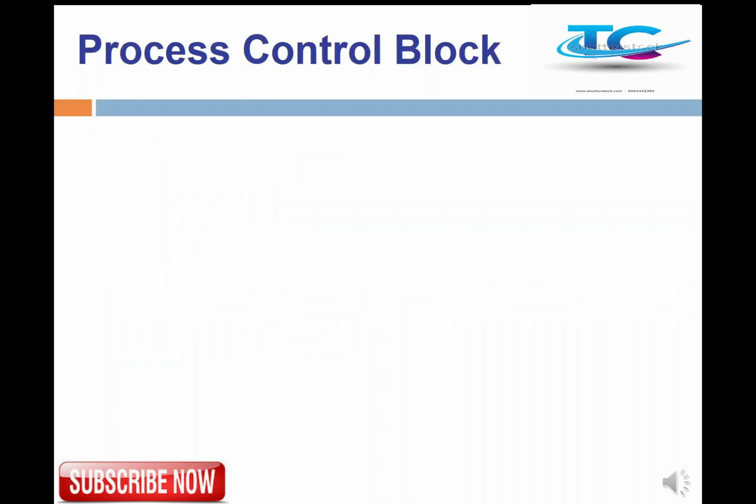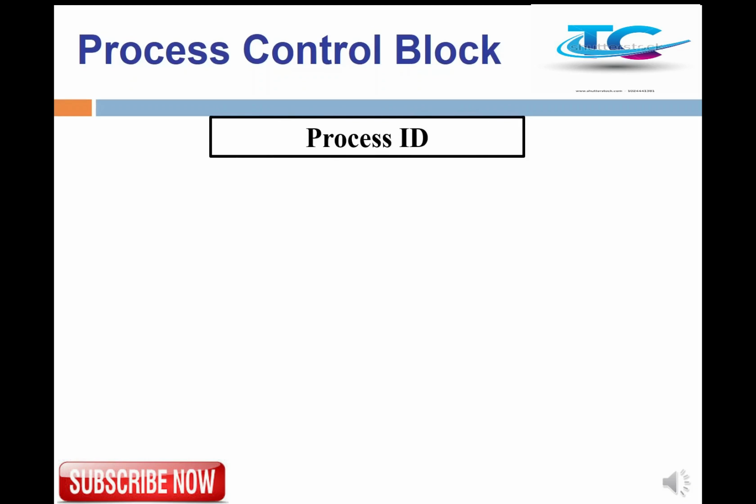Now understand what is the process control block. There is a concept of process control block which keeps all the information needed to keep track of a process, such as the process ID. It is a unique identification number for each process in the operating system. The next is process state. The current state of a process, that is, whether the process is in ready state, running state, or waiting state, etc. We will understand the process state concept in detail later on.